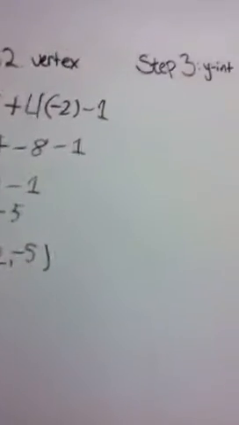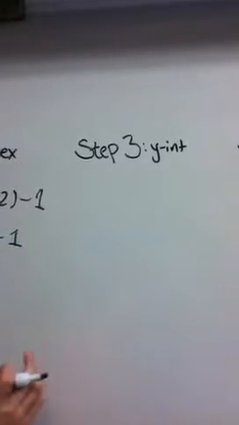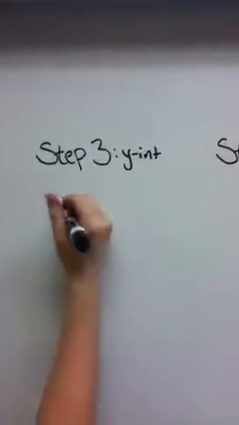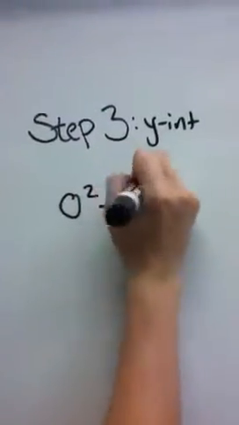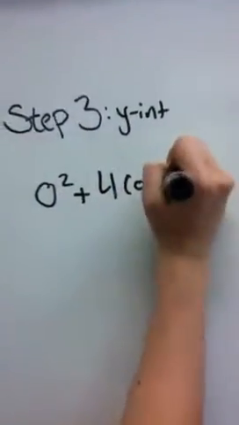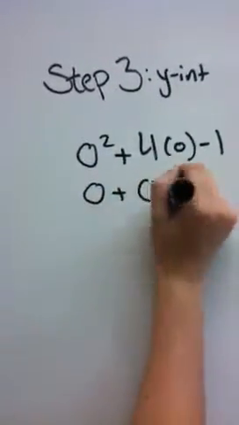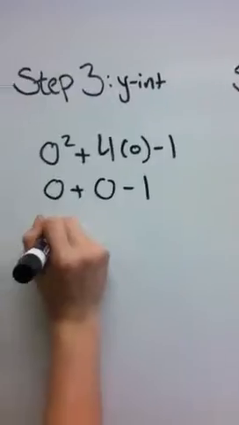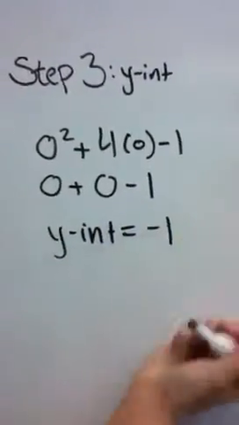Okay. On to step 3, the y-intercept. So all you need to do to find your y-intercept is substitute 0 for all your x's. So you would get 0 squared plus 4 times 0 minus 1. So then you would get 0 plus 0 minus 1, and your y-intercept would equal negative 1.